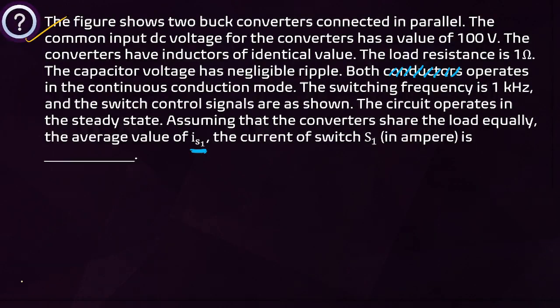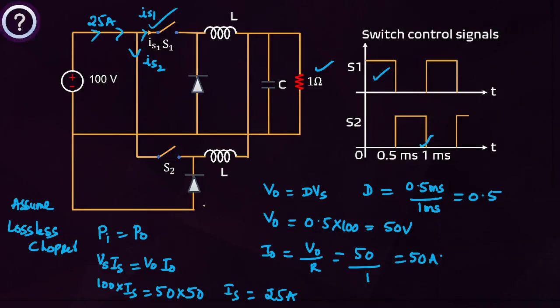This is a question based on multi-phase chopper that you have to concentrate on. In this chopper, it is asking what is each switch current. It is asking IS1 and IS2. V naught equal to dVs. I calculated I naught equal to 50 amperes.